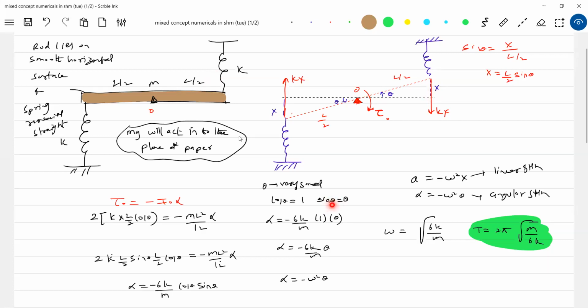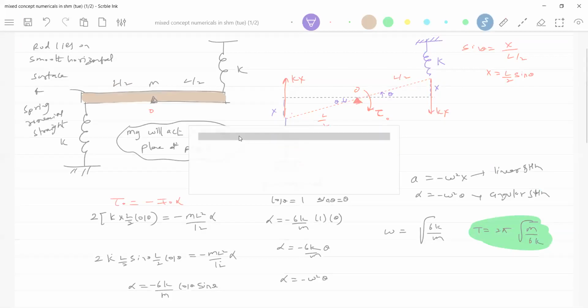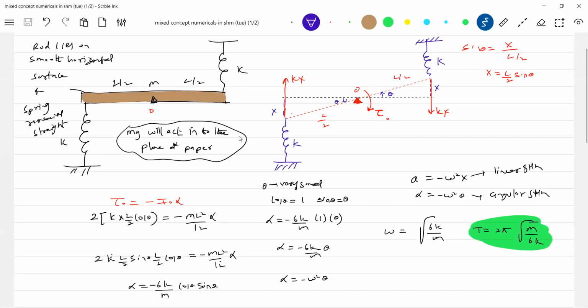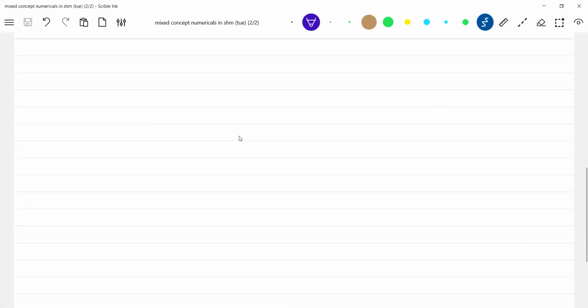Please do make some observation. Theta is very small. In fact, practically, this end of the rod will not be here, it will be here, no? Since theta is very small, the springs will remain straight. Getting the idea? Okay, now we'll take one more, with weight also coming into the picture.